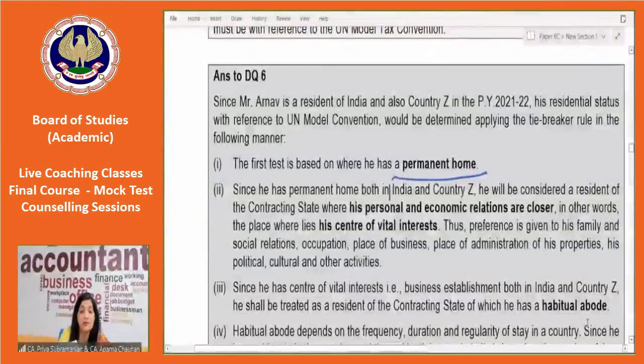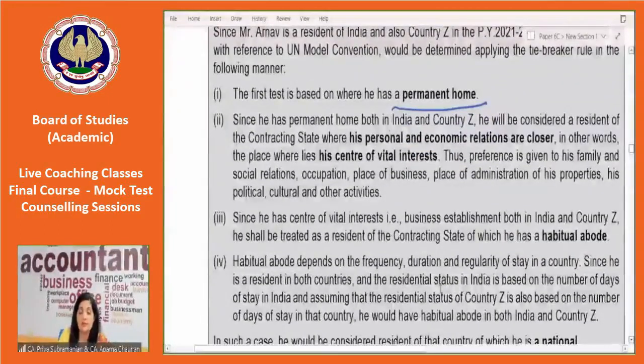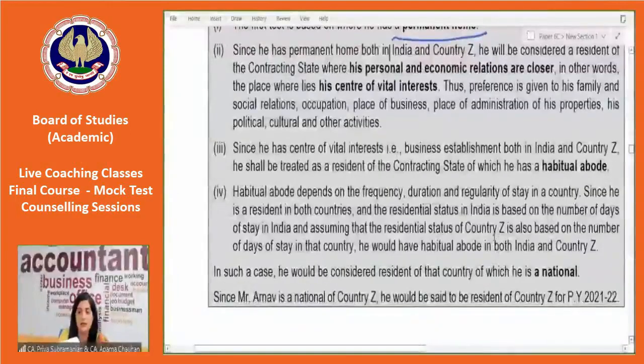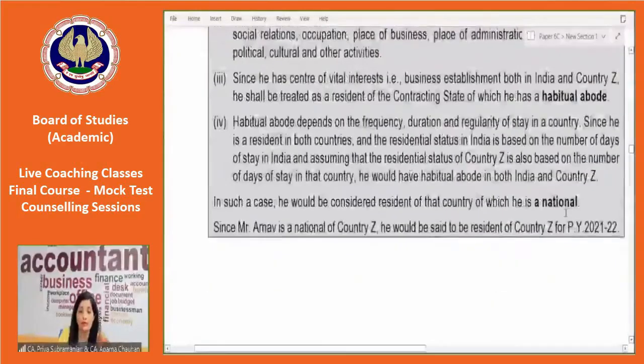What is this? Habitual abode. For habitual abode, you look at how much time he is staying in which country, what is the frequency of visiting that country, what is the stay period. He's regularly visiting India, and he is regularly going to country Z also. Then again, the habitual abode condition is satisfied for both the countries. We have to move to the last condition.